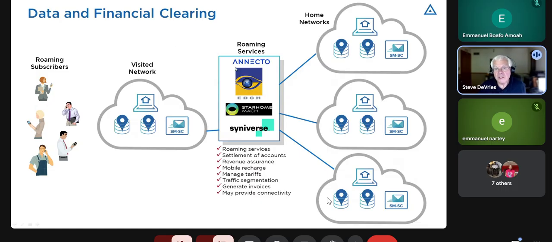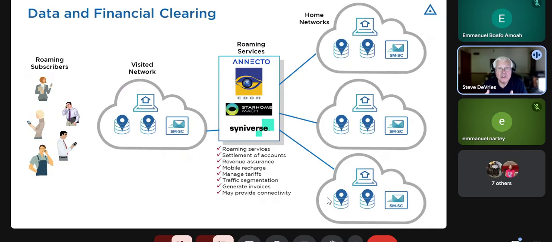And there are companies that provide this service, companies like Anecto, EDCH, Star Home, Cineverse. These are companies that provide what are known as roaming or data and financial clearinghouses. They do things like roaming service settlement of accounts to ensure that the accounts are accurate, revenue assurance, and they do some other things too. They manage different tariffs.